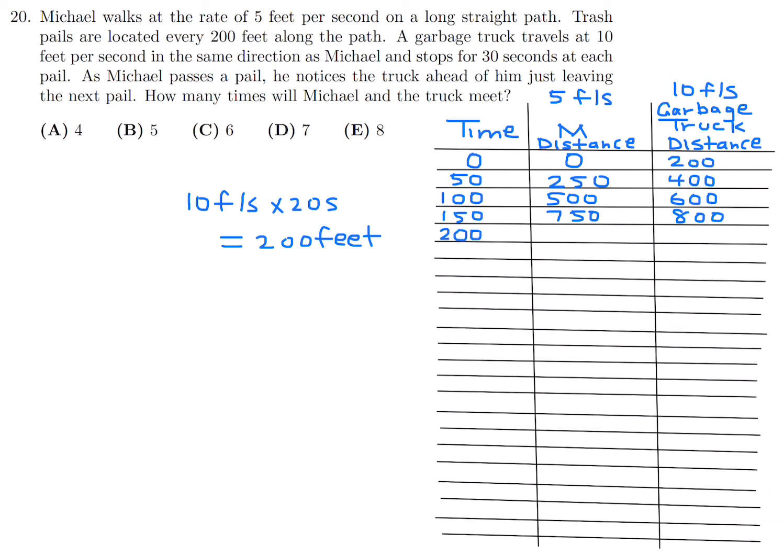Another 50 seconds go by. Michael is now at 1,000. Truck is now at 1,000. There we go. They meet for the first time right here. Okay? So that's what they are asking, is how many times do they meet?